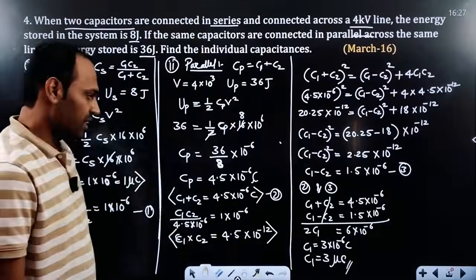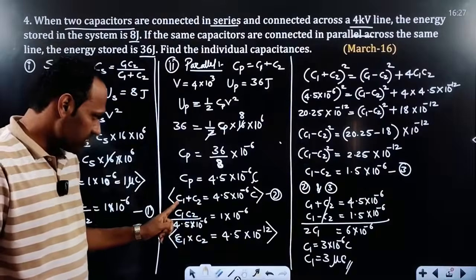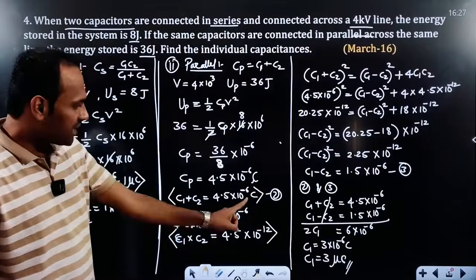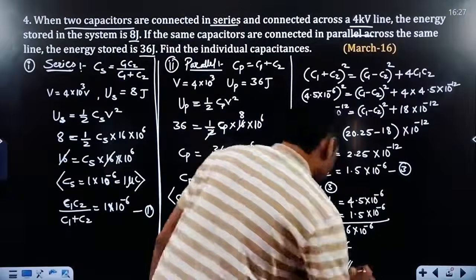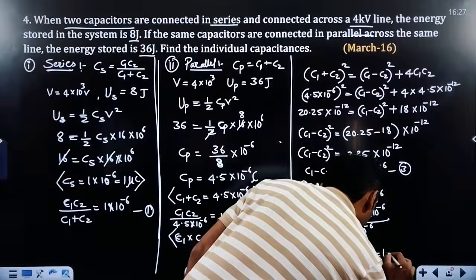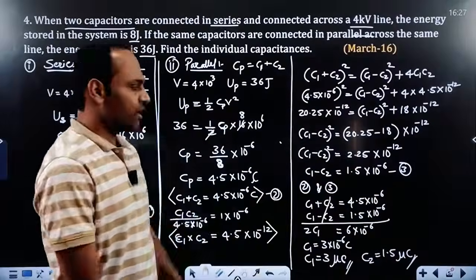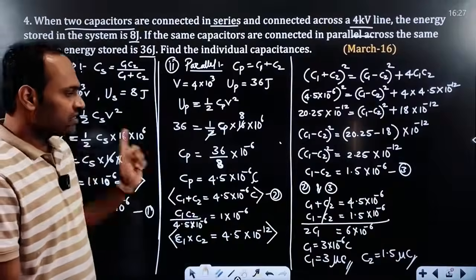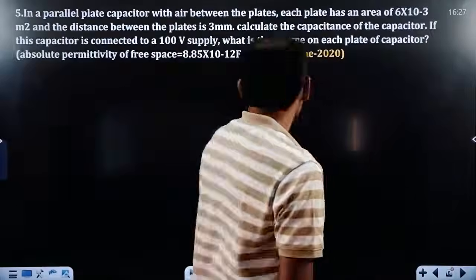This is C1. Substitute C1 in equation number 2. If I substitute C1 is equal to 3 microcoulomb here, and take that 3 on that side, 4.5 minus 3, I will get C2 as 1.5 microcoulomb. Therefore, C2 will be equal to 1.5 microcoulomb. This much will be the capacitance of the second capacitor. This is how we have to calculate C1 and C2, right? We'll go to one more question now.